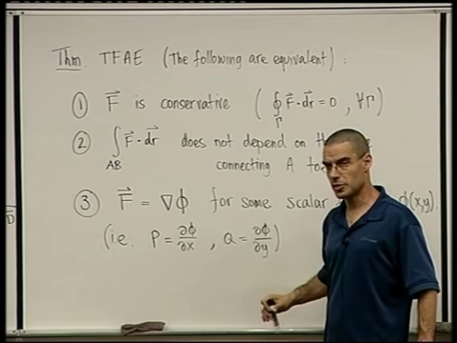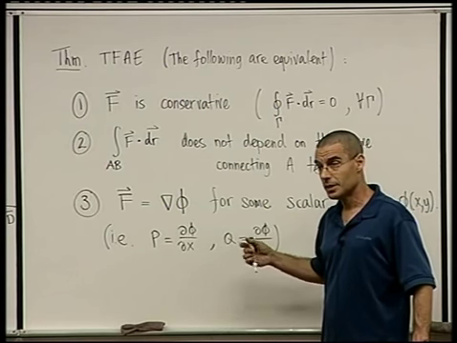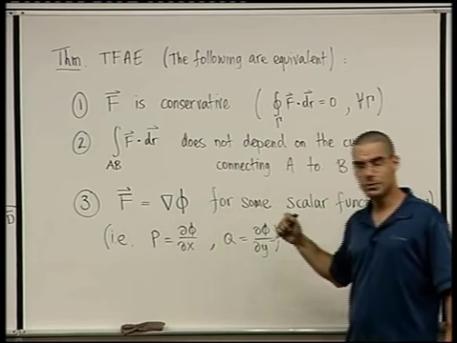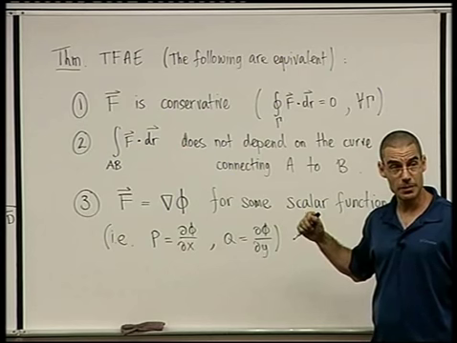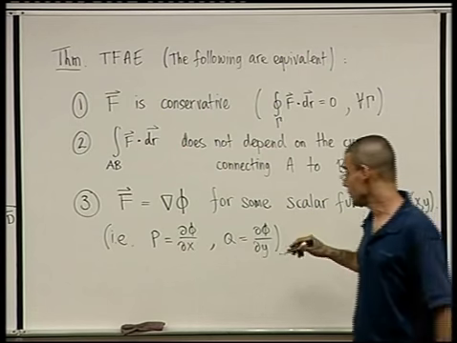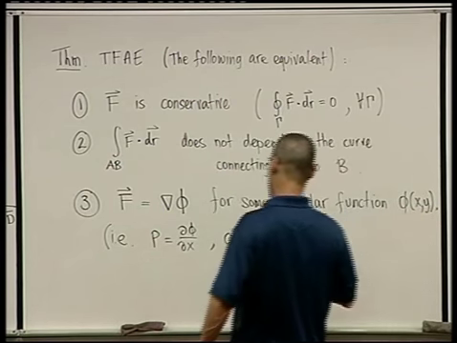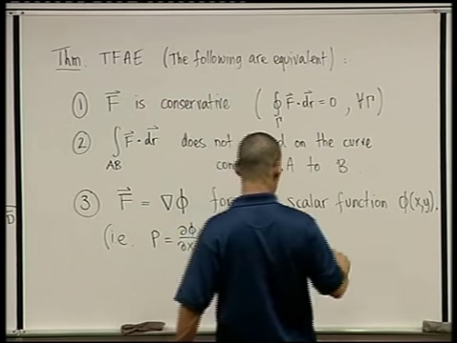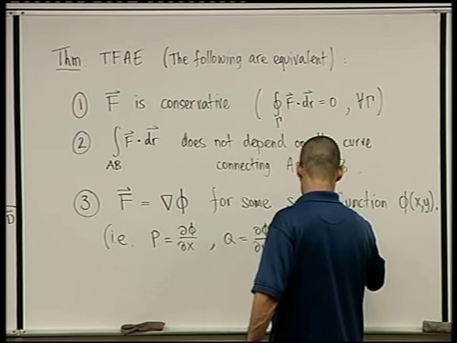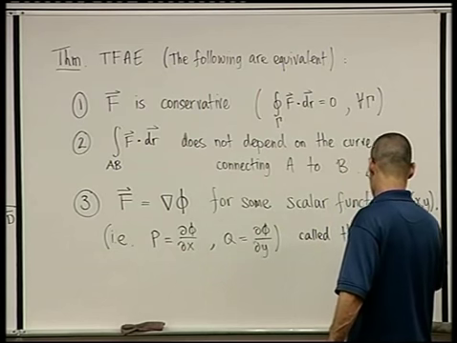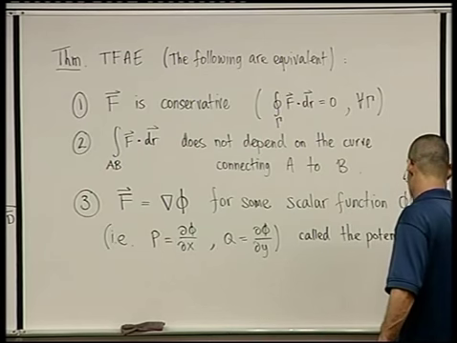So an example of a conservative field is, for example, gravity. And do you know what I'm talking about? It's called a potential. Have you heard that terminology? Phi is called a potential. Okay? So F is the gradient of phi for some scalar function phi called the potential, the scalar potential of F.